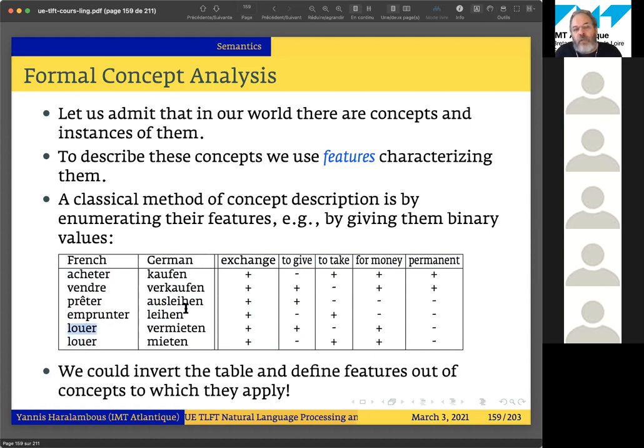While in German, you have different terms for each case. Vermieten, it's louer à quelqu'un. Mieten is louer de quelqu'un. So louer, vermieten, you are the owner, and louer, mieten, you are the locataire. Loueur, locataire. And the difference is here, in one case you give, in the other case you take.